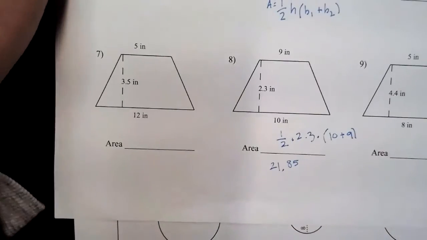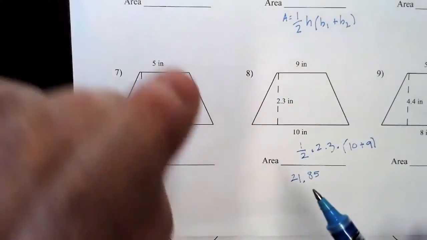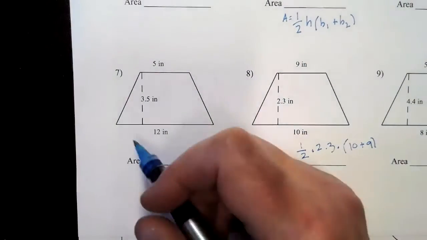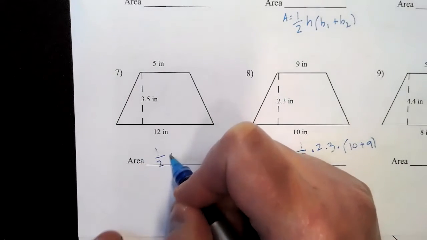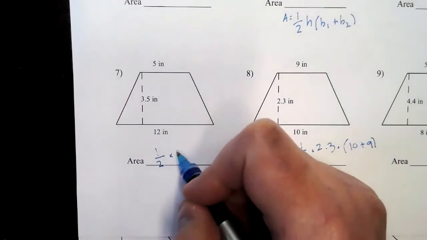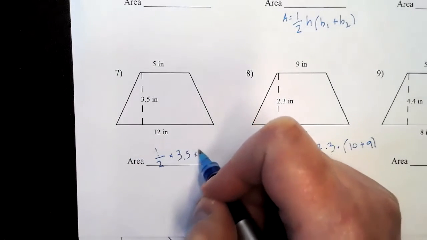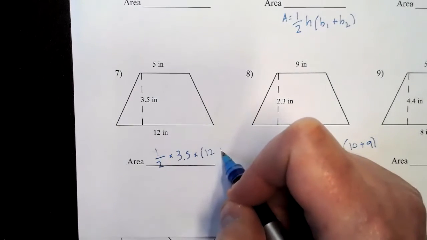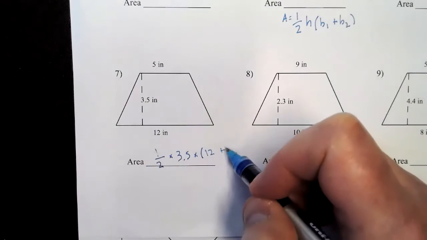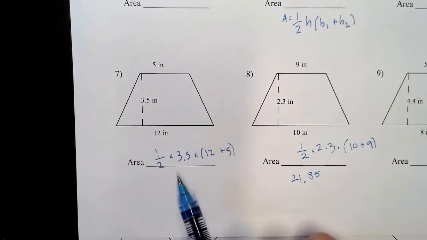All right, let's do another one. We'll do this first one here, number 7. And again, here's your formula. Don't need to memorize it. It's going to be on your formula sheet. And it is 1/2 times the height, 3.5, times the sum of base 1, 12, and base 2, 5. And you can plug this into your calculator just as it's written. Your calculator will be able to handle it.